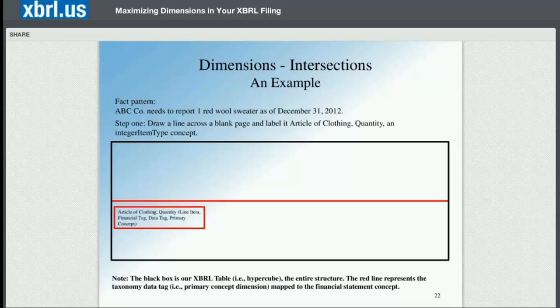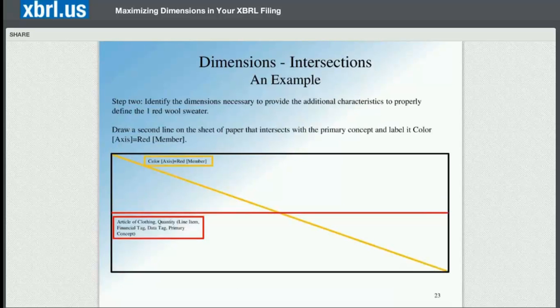of ABC Company. So take that blank piece of paper and let's build the taxonomy first because we need a format to fill in with the values we want to tag. So we draw a line across the paper and we call it article of clothing, quantity line items, and we create a tag and we call it a financial tag, and it is our article of clothing quantity. So we have a primary concept.